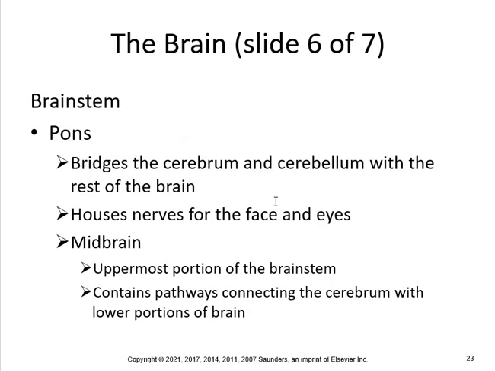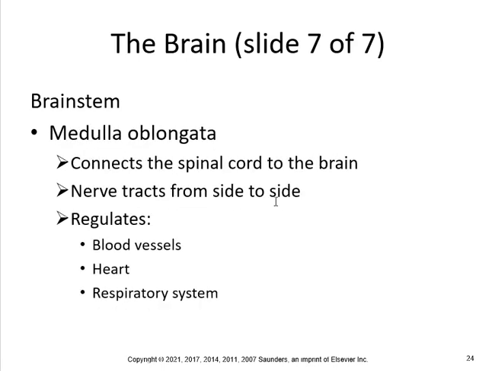The pons, it bridges the cerebrum and the cerebellum with the rest of the brain. It houses nerves for the face and eyes. The midbrain, uppermost portion of the brainstem, contains pathways connecting the cerebrum with lower portions of the brain. The medulla oblongata, I just like saying medulla oblongata. It connects the spinal cord to the brain, nerve tracts from side to side. It regulates blood vessels, heart, and respiration.